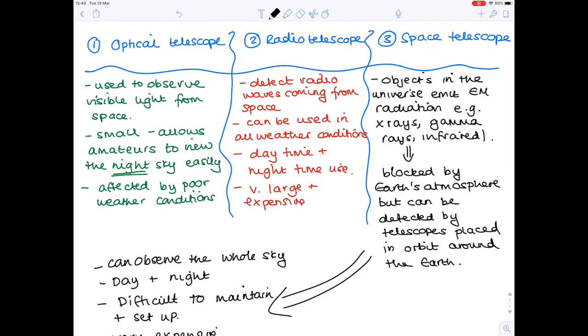So we've compared the three telescopes, the optical telescopes, the one that we'd use to observe the night sky, radio telescopes, and all the way up to space telescopes, which are the most technologically advanced. We've seen there are lots of disadvantages with the optical telescope. The fact that they can only be used in the night time, the fact that they're affected by poor weather conditions. But how could we improve the picture produced by an optical telescope?